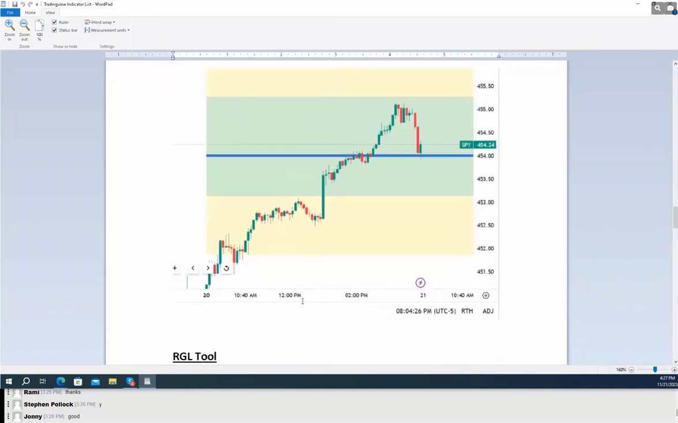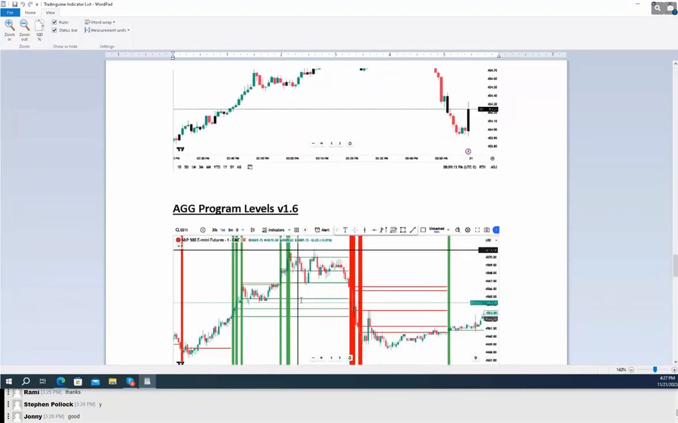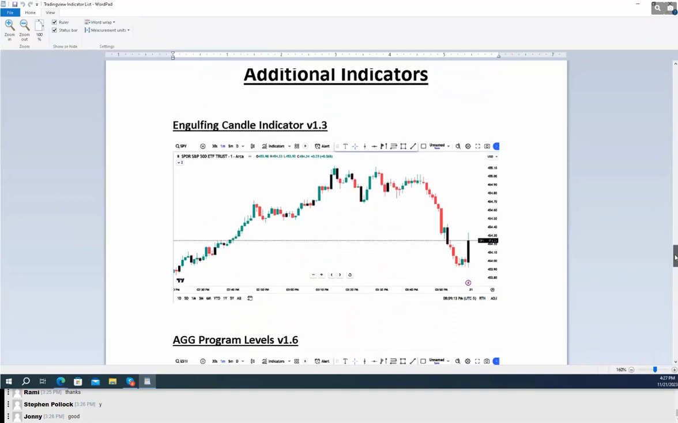The option box, the RGL tool, and the additional ones that I don't really think got distributed to everyone, depending on who bought what or whatever. But this was a very simple one. Ray had covered an engulfing candle thing one time, and I know there's a million indicators out there that do this, but I kind of did it specific to what Ray was doing, and I kept it simple.